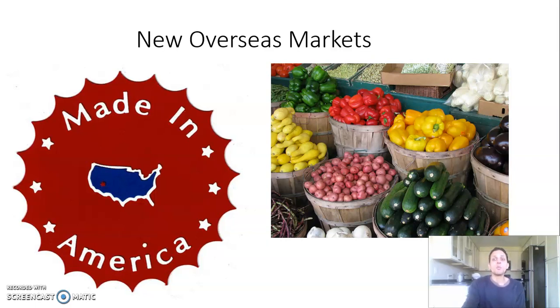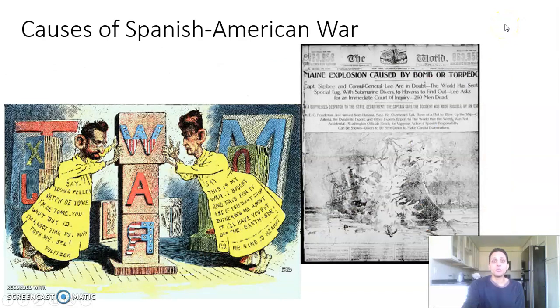So one thing to keep in mind, which I think is a great analysis tool for looking at imperialism, is this: do you see it as a continuation of earlier American philosophies like manifest destiny and the Monroe Doctrine, or do you see it as a big departure, for example, from Washington's farewell address?